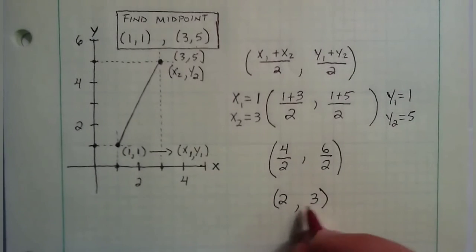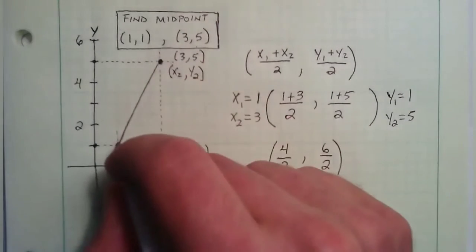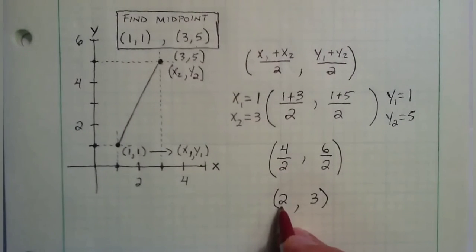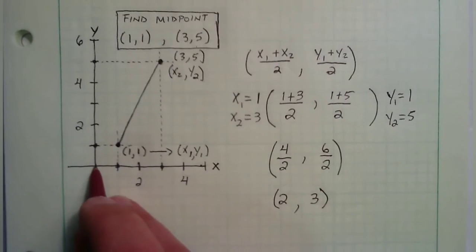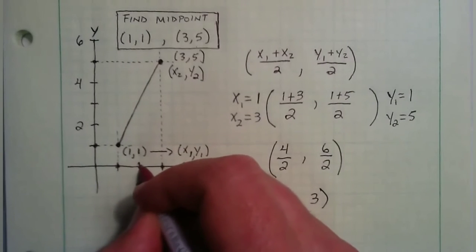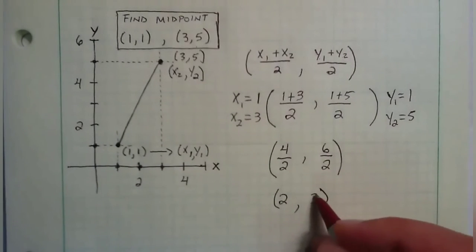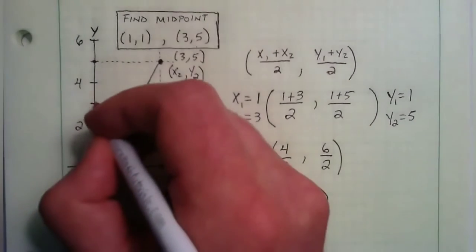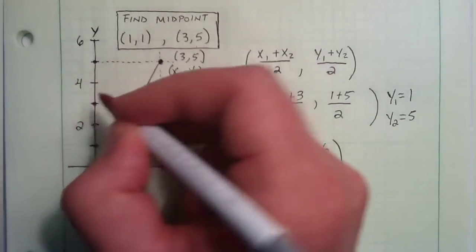And so this is going to be the point directly between these 2 points, or in the center of this line segment. So let's go ahead and plot it. This has an x component of 2. So starting on the x-axis at 0, go over 1, 2. We'll just draw our little component dot here. And a y component of 3, starting at 0, going up 1, 2, 3 on the y-axis.